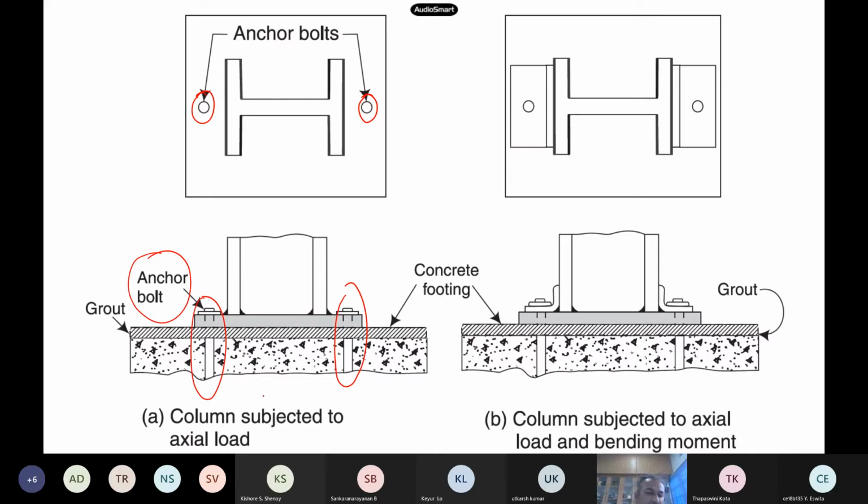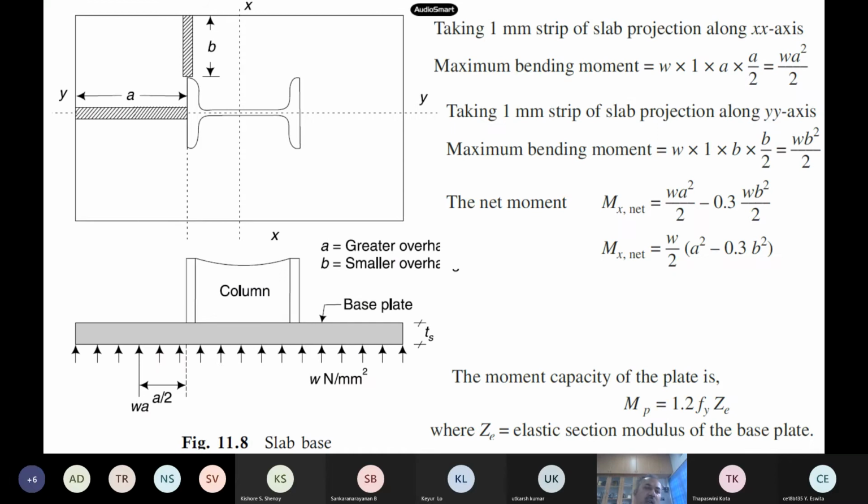So now if the column is subjected to axial load, it will be like this. But if it is axial load and bending moment, you have to use an angle section, or you have to use a gusset base, to transfer this type of load. Now how do we design this slab base, and how do we design the gusset base?